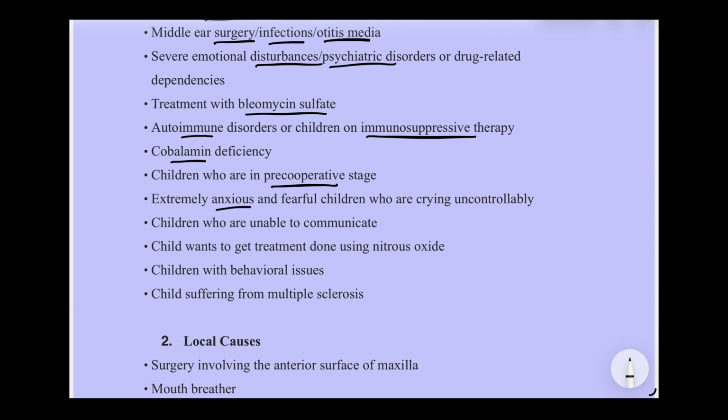Extremely anxious and fearful children who are crying uncontrollably. It is very difficult to explain the process of using nitrous oxide to such children, and hence this technique may not be successful. A child who is usually unresponsive to audiovisual distraction will usually not inhale nitrous oxide efficiently. Children who are unable to communicate.